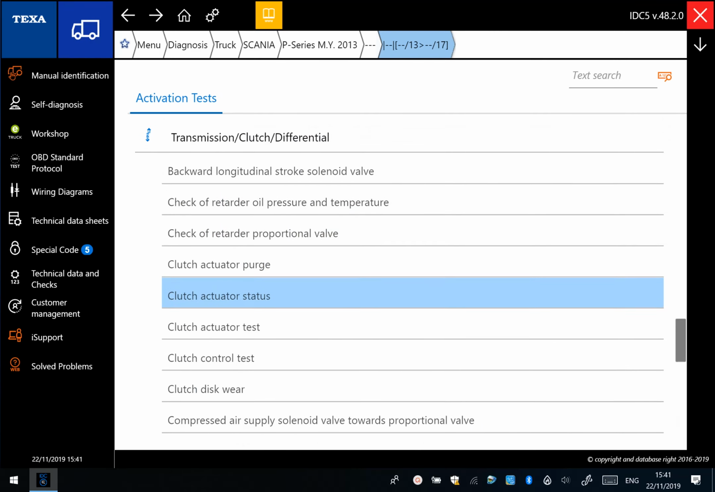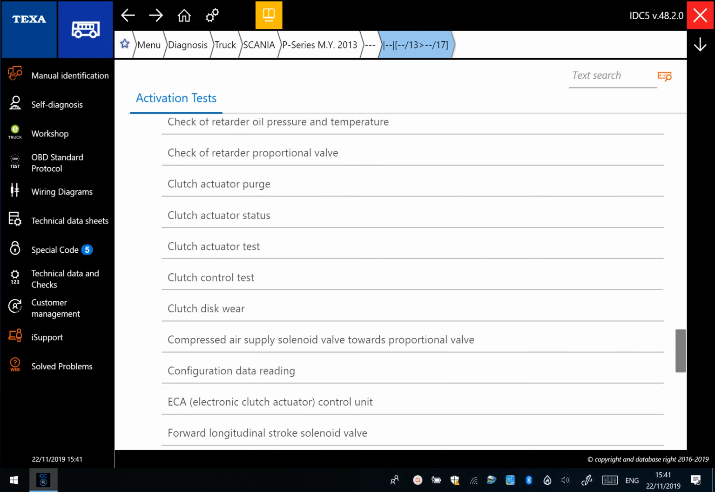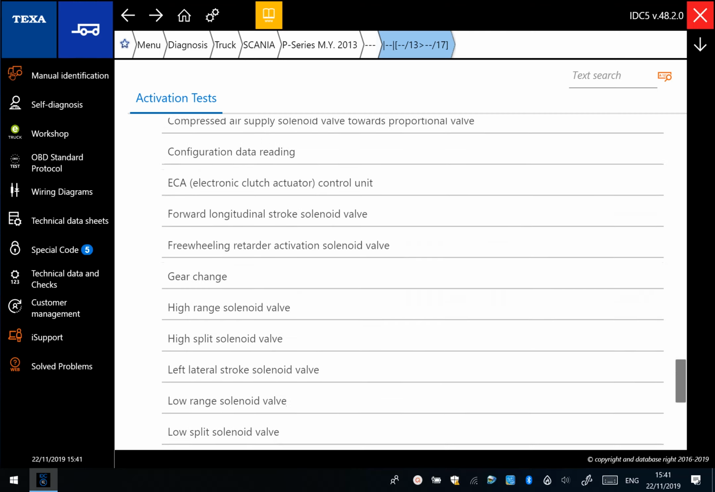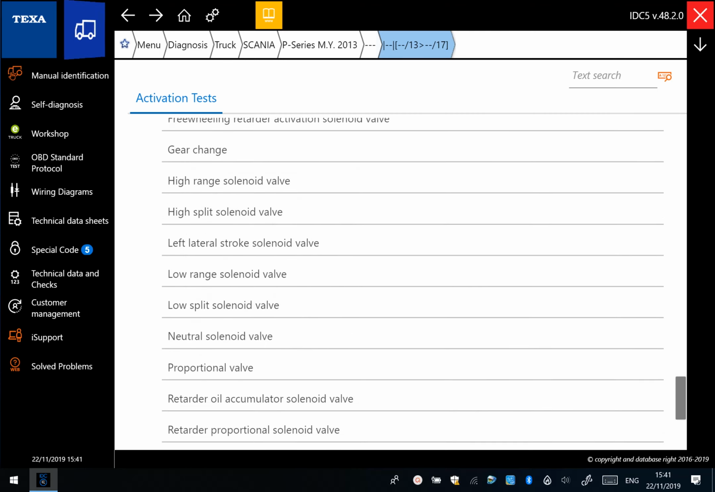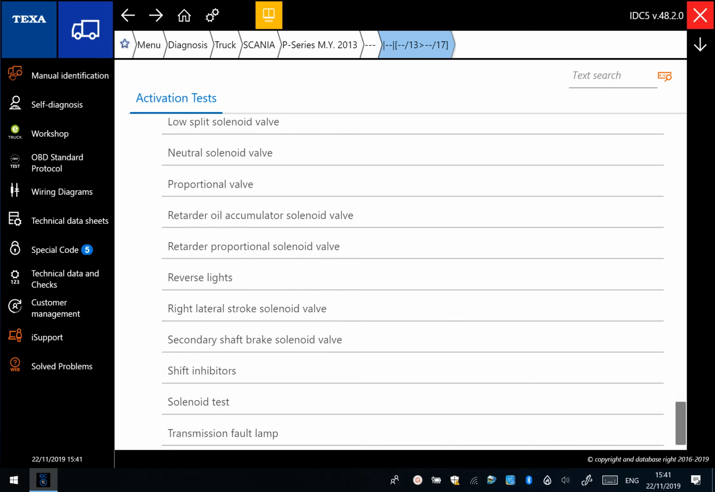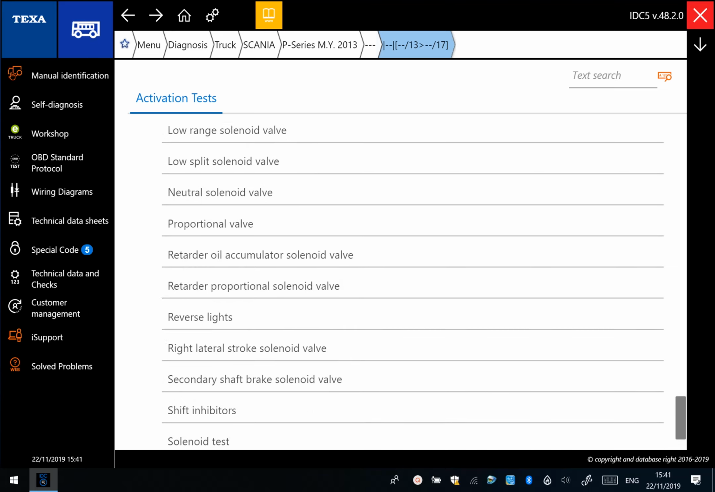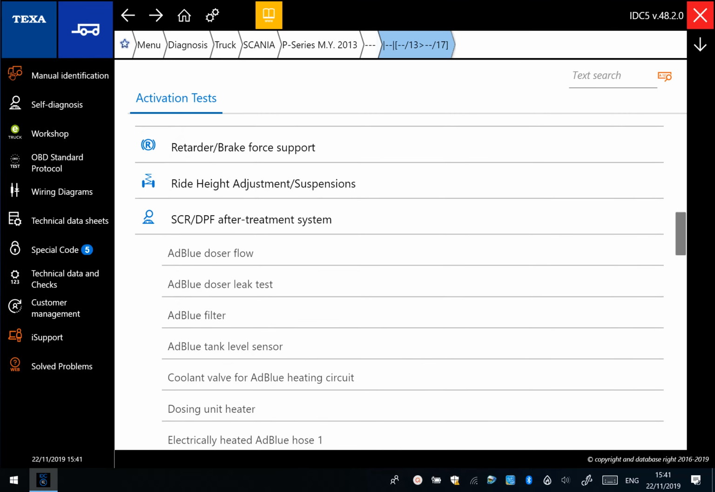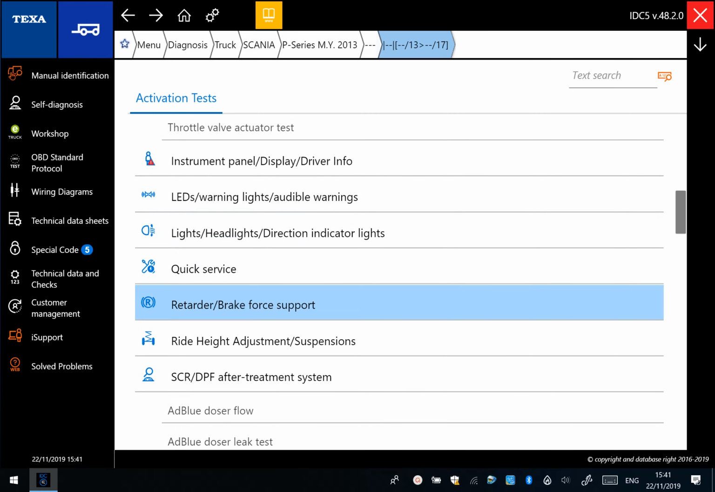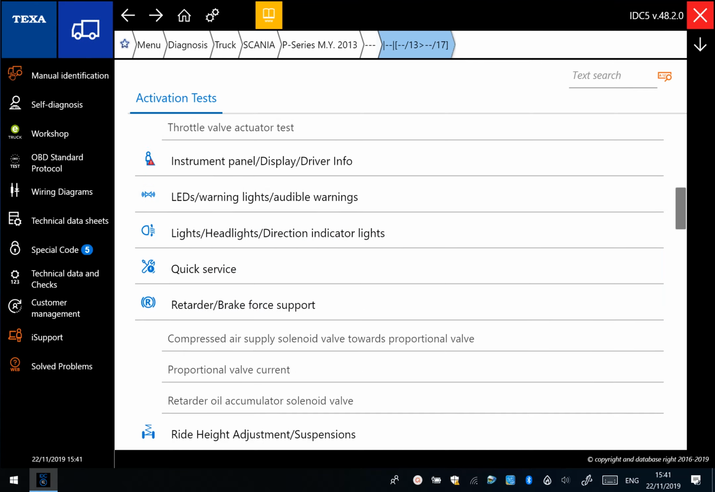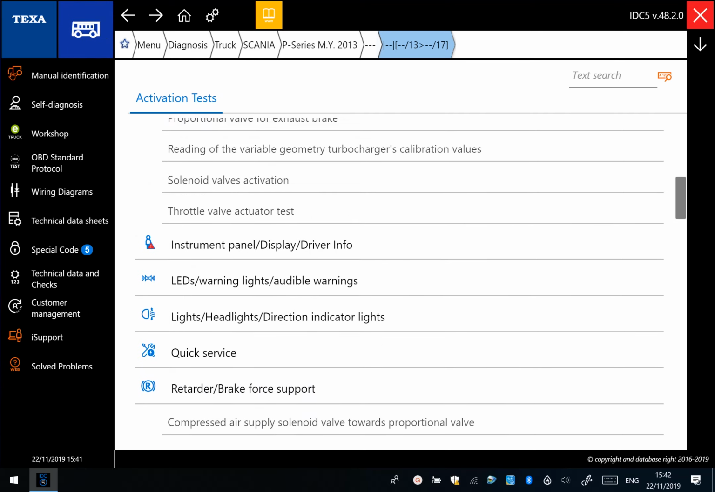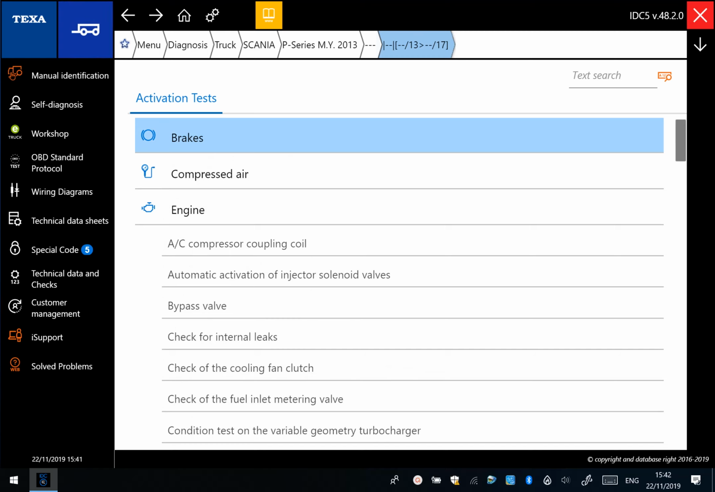So again, we can run actuator tests, check clutch disc wear. I'm just scrolling down slowly so you can see the sort of level of capability. Now, what I'm not going to do is go through every single one, because it's one of those things. But the purpose of this is just to show you the extent that we can go to with the retarder, for example. Again, we can do some bits and pieces on there on the proportional valves. So yeah, we'll head back up.